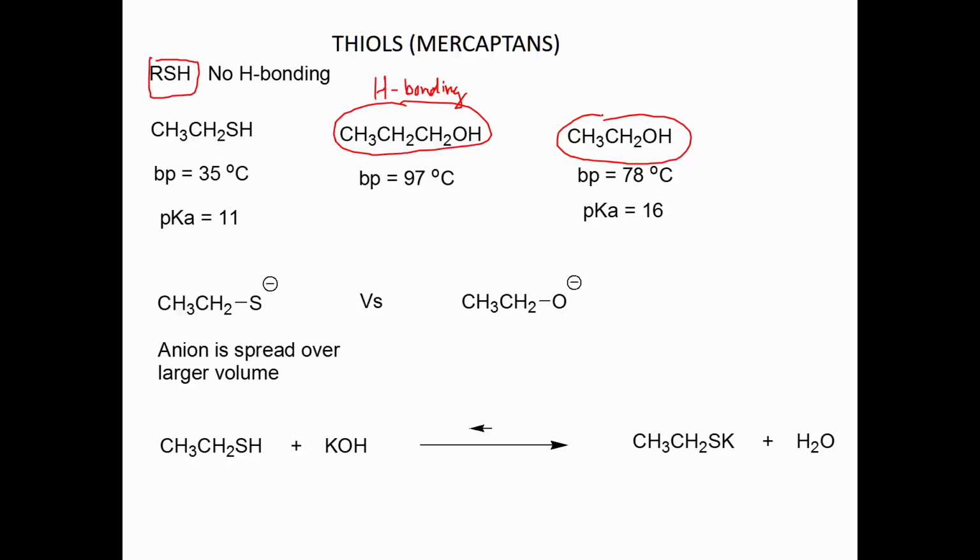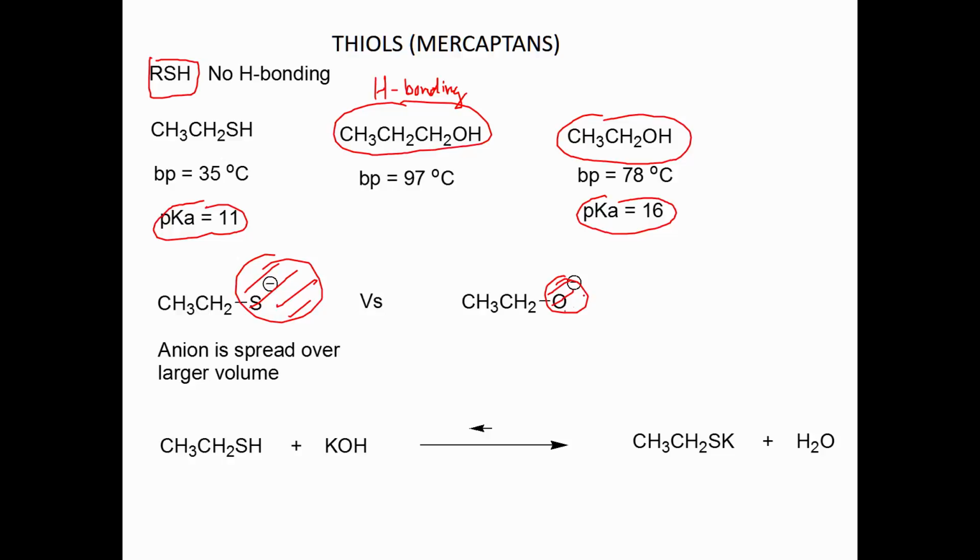All right, another big difference is the pKa. The thiols are much more acidic. The pKa of ethane thiol is about 11, whereas ethanol is very similar to water at 16. Okay, and the reason for this enhanced acidity is the fact that our negative charge is spread out over a much larger area than it is here.